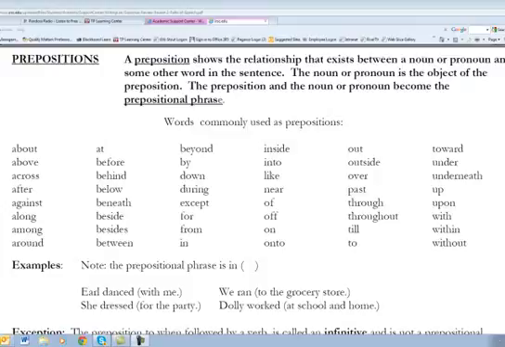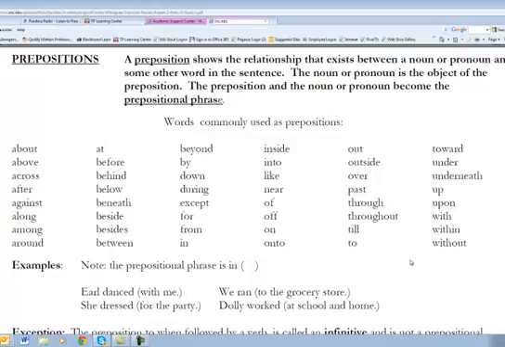Here are words that are commonly used as prepositions. Take a look at all of these words. Notice that you will see them in sentences most of the time. Words such as in, to, of. Those words we see often. Take a look at some of the other ones. About, above, around, beside, between, at, inside, near, like, out, toward, under.